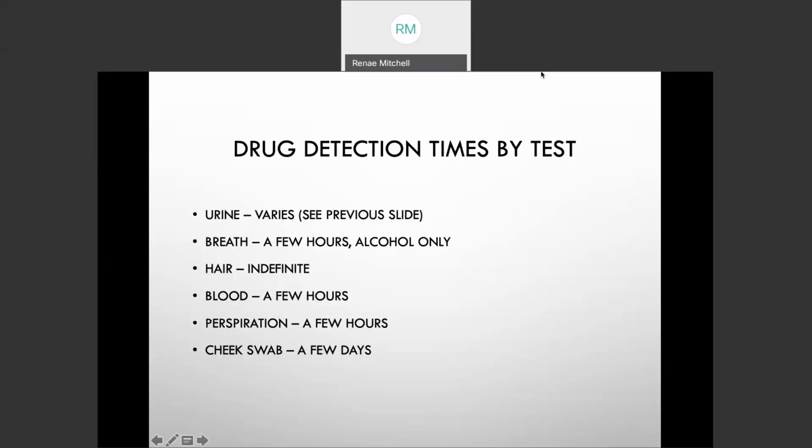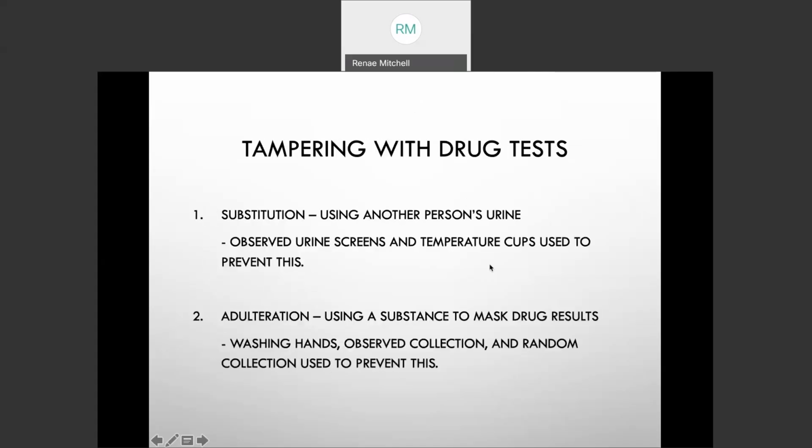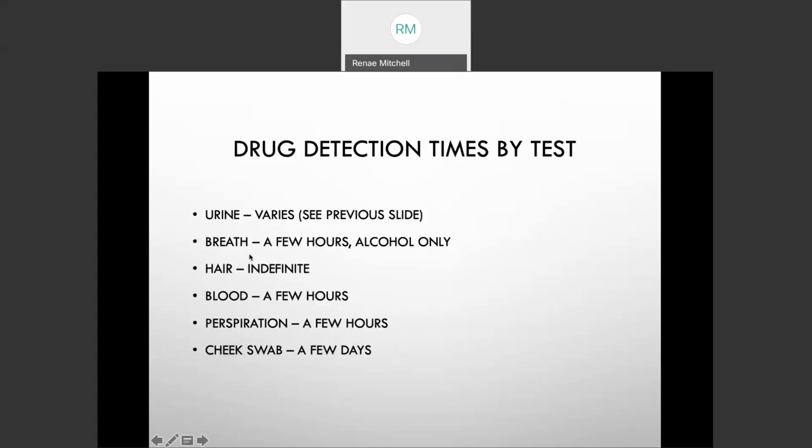Hair can be detected for an infinite amount of time. Drugs that are located in the hair stay there. It's sort of a repository for drugs in the body system. Drugs in the blood only last for a few hours. Same with perspiration or sweat. Actually, no, sorry, cheek swabs last for a few days in saliva.